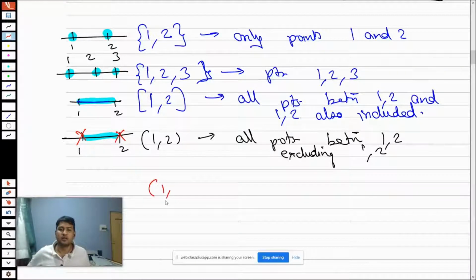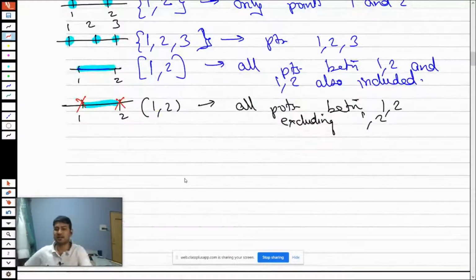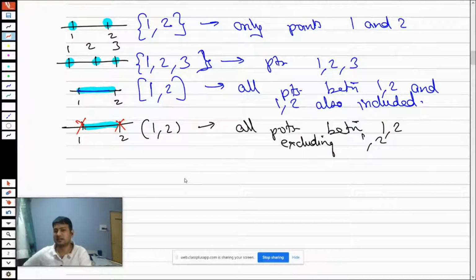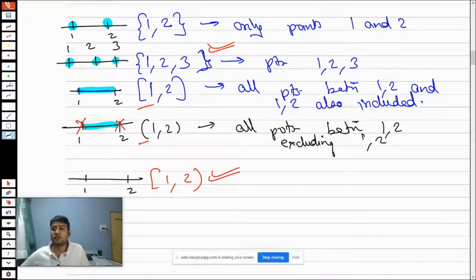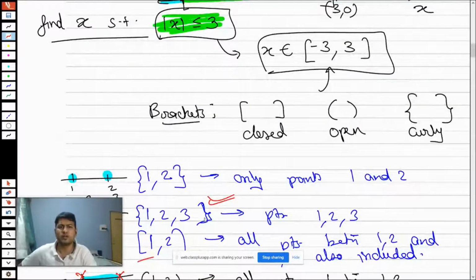All right, a set like (1, 2, 3) does not make sense. This becomes a vector actually. We'll have such things coming in vectors, but here this set doesn't make sense. Here we are talking about sets, so three elements in a closed or open bracket doesn't make sense. Also, you can have brackets like [1, 2). This means that all points between 1 and 2 are included, and 1 is included but 2 is not included. Similarly, you can have (1, 2], wherein 2 is included, but 1 is excluded. So these are different kinds of sets that we can observe.